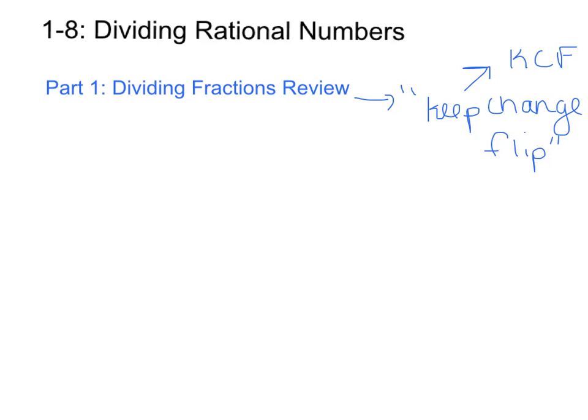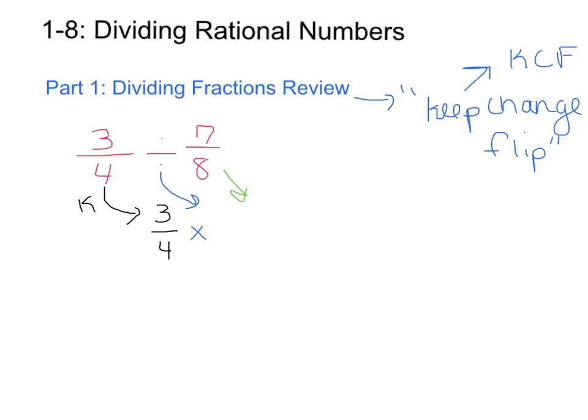So when I divide fractions, for example, if I gave you something like 3/4 divided by maybe 7/8, okay? This keep, change, flip rule means that I keep the 3/4, I change the division to multiplication, and then I flip the 7/8 to become 8/7. I flip that fraction. Okay, this is what's called the reciprocal. What's on the bottom becomes on the top. What's on the top becomes on the bottom.